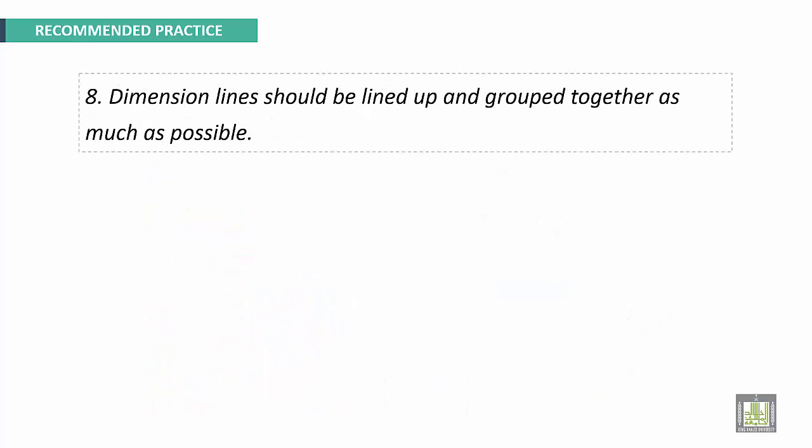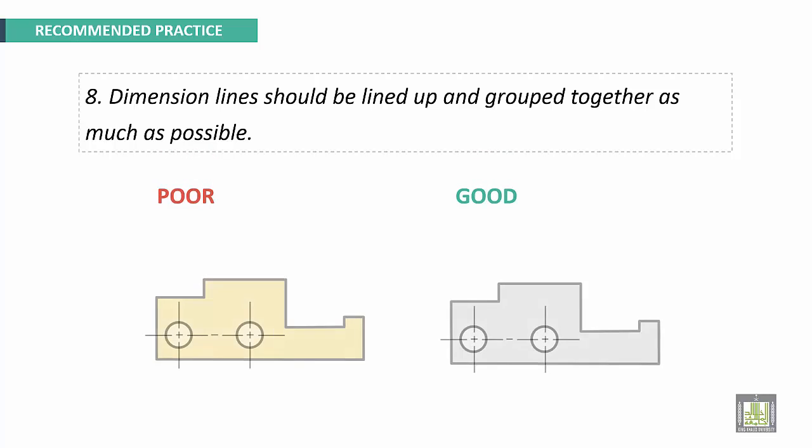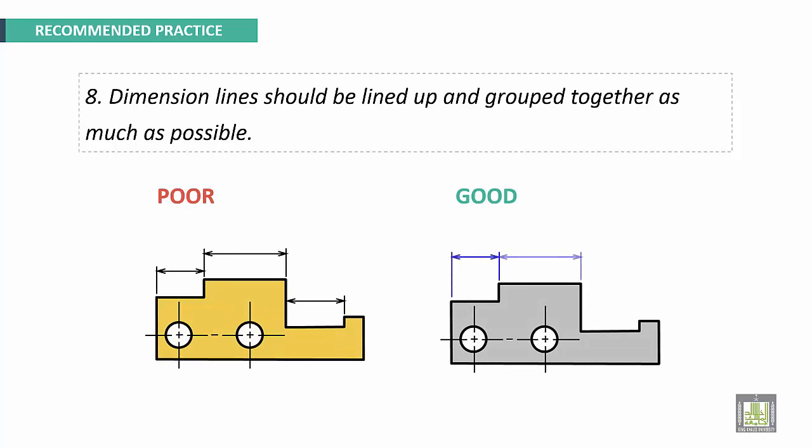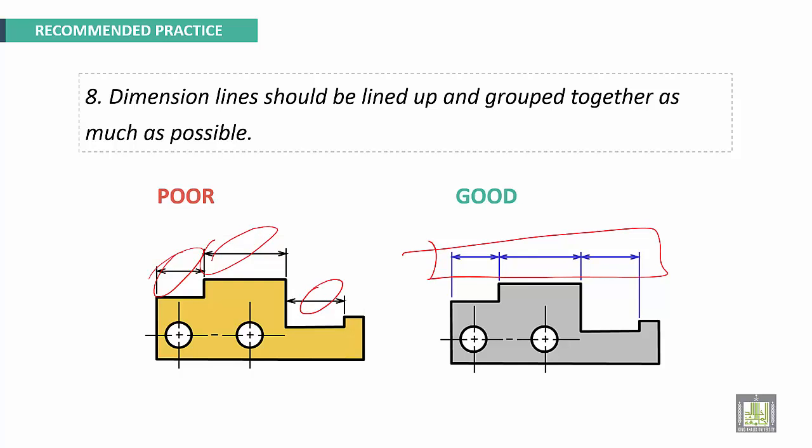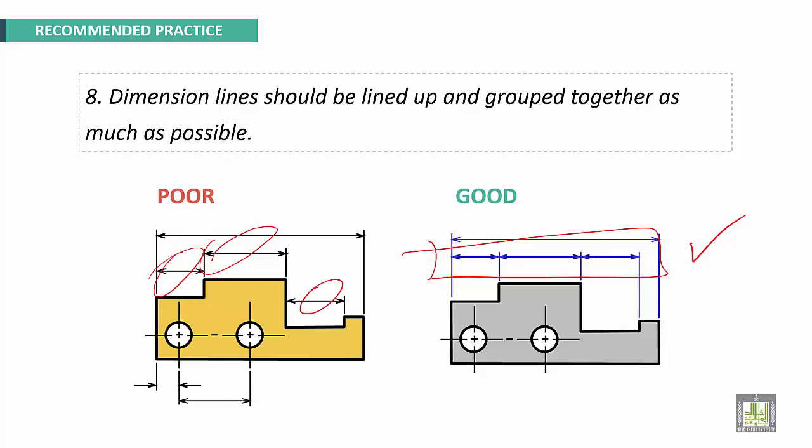Next recommendation, dimension lines should be lined up and grouped together as much as possible. This is an example. This is not good. To make dimensions here and up and down, it's better to group all dimensions together. Here also. Very good.